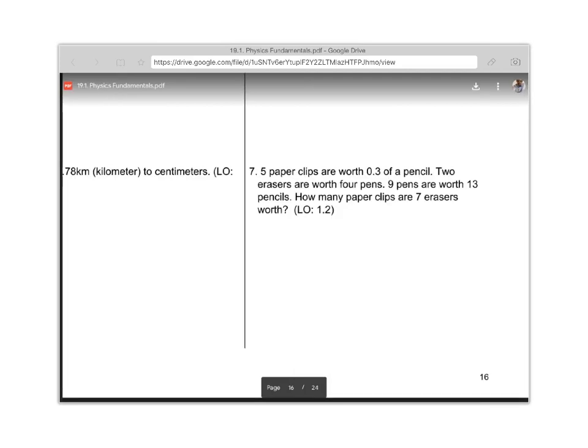Okay, in question 7, it gives you several equalities. You have 5 paper clips are equal to 0.3 pencils. It says that 2 erasers are equal to 4 pens. And it says that 9 pens are equal to 13 pencils.